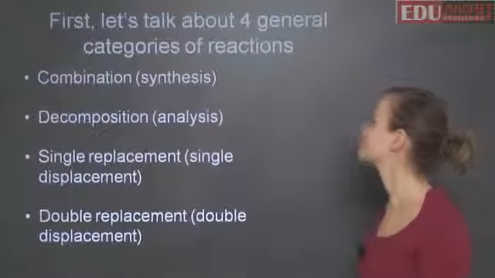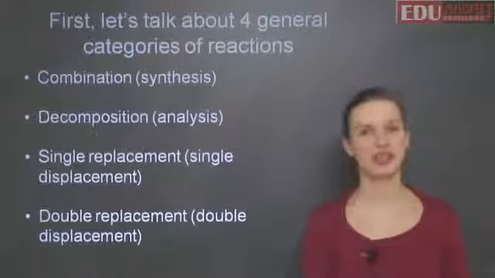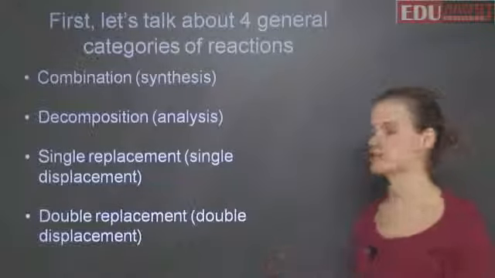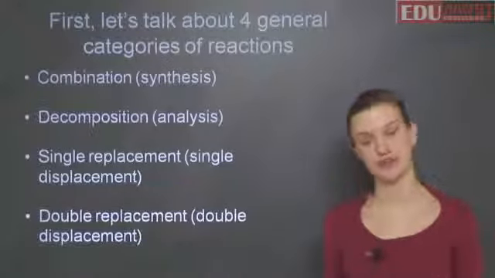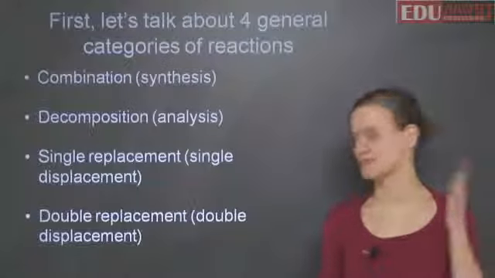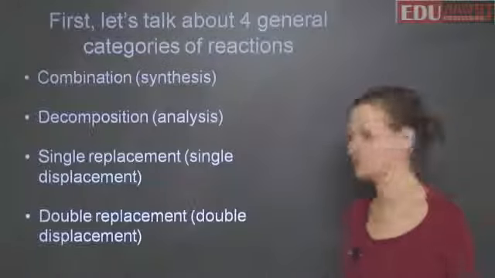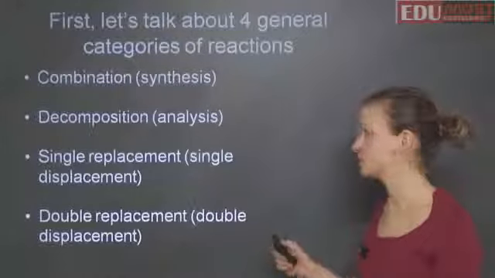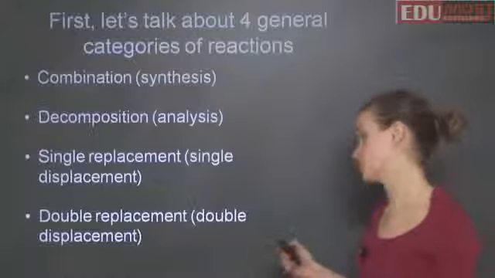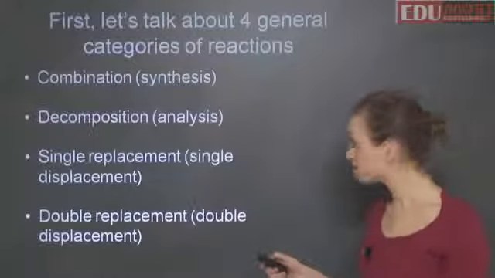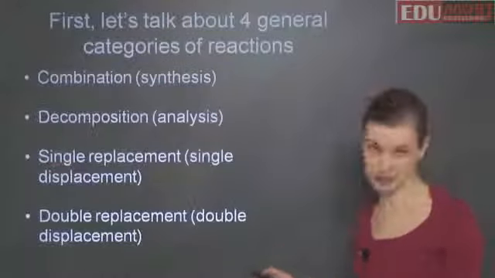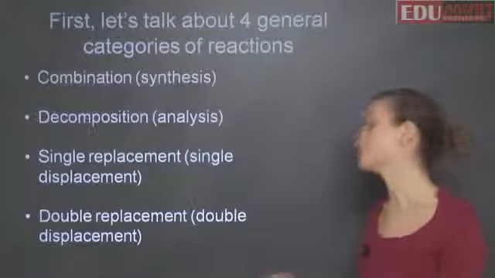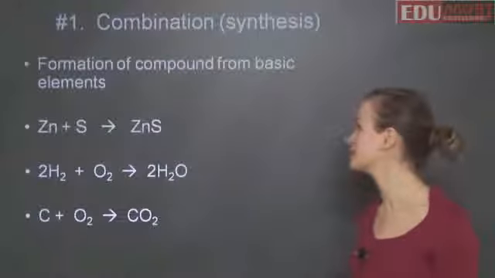So first, let's talk about the 4 general categories of reactions. Barron's book goes through all of these and explains how you can predict whether each one will happen. These are the 4 major categories of reactions that we will encounter. First, we have combination, also known as synthesis. Then we have decomposition, also known as analysis. Single replacement, or single displacement, the same thing, and double replacement, or as I like to say, double displacement. Okay, let's look at each one separately.